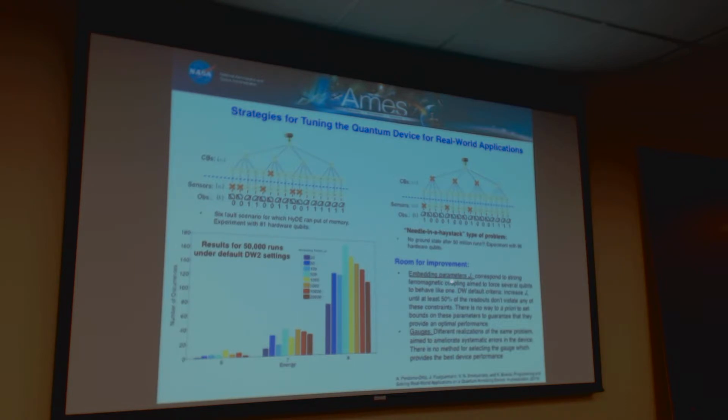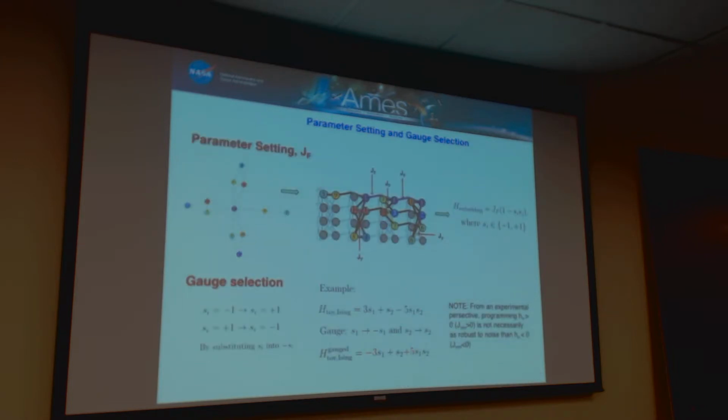So one of the things that we noticed is that we can play with what we call the embedding parameters. That is basically the couplings, as I'm going to explain in the next slide, the coupling that you set to make sure that all these variables that you replicated behave the same. So it's a ferromagnetic coupling that is very strong, and you can play with the magnitude of this coupling. So that's one of the parameters you can play with. The other one is something that we call the gauges, and I'm going to explain in the next slide what both of them are about.